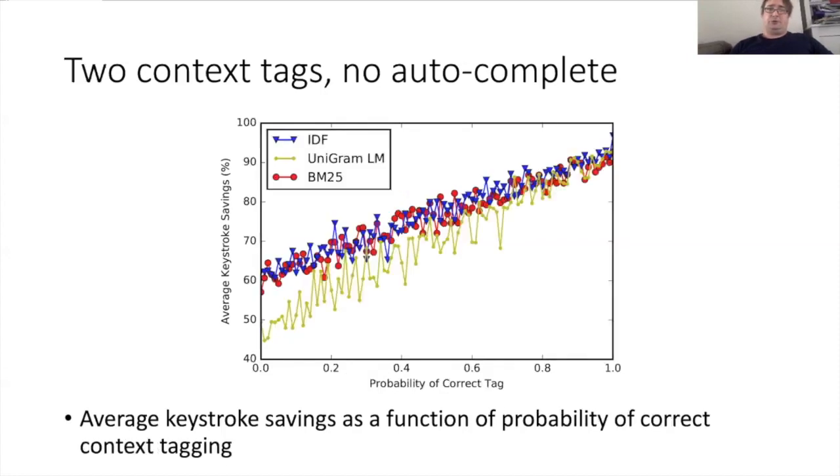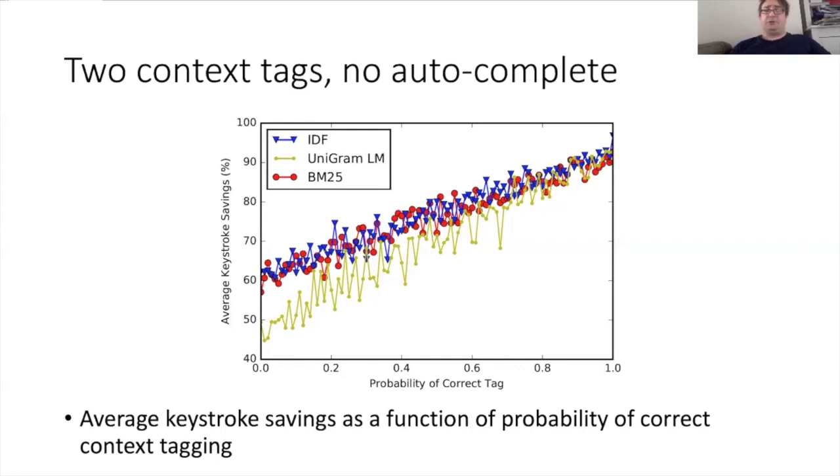If we enable context, so this is enabling 2 context tags and no autocomplete. What you can see here in this figure is average keystroke savings as a function of the probability of correct context tagging. If we have 2 context tags and they are 100% accurate, we can expect 90% average keystroke savings, which is a substantial reduction.